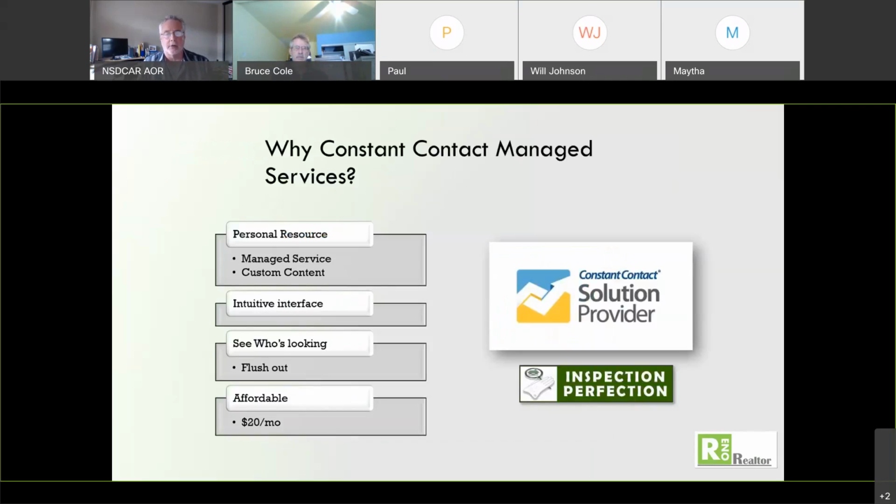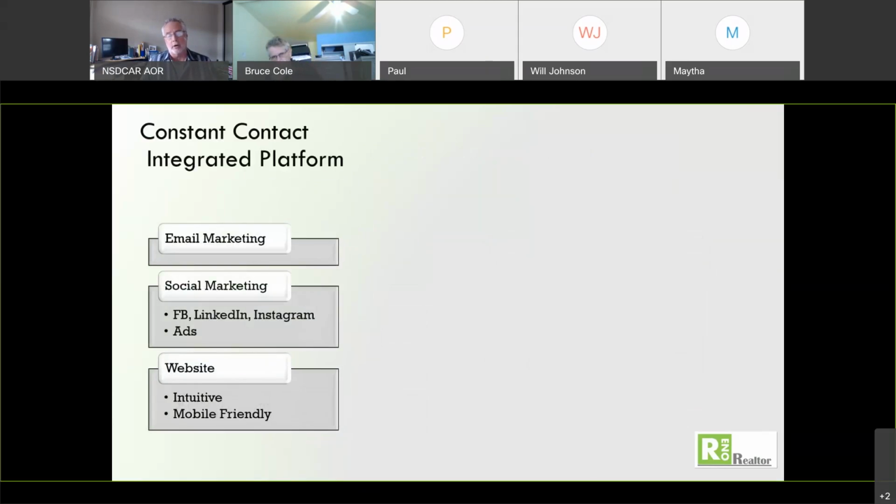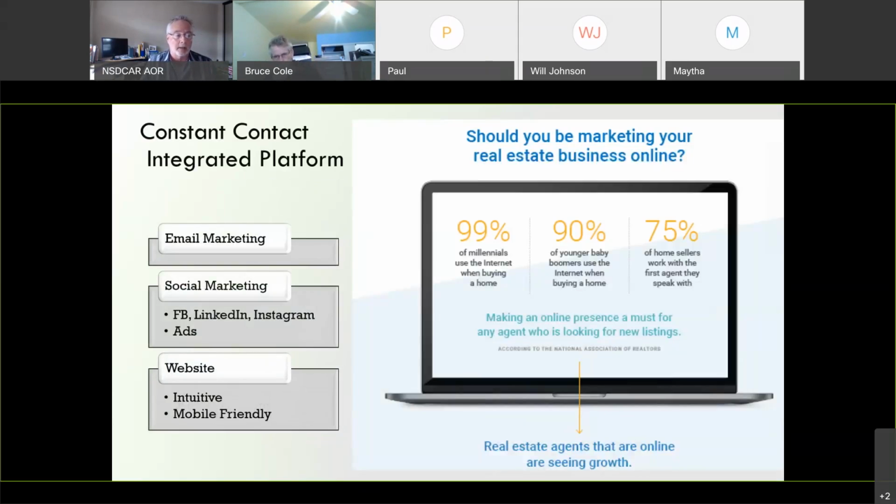I also wanted to share with you that I'm a solution provider for Constant Contact, and I use this very extensively in my own marketing. It really helped me maintain contact with my customer database of clients that I've done home inspections for over the past 14 years. And it's a very affordable solution. So that's part of our marketing kit: we have a platform that we can share with you.